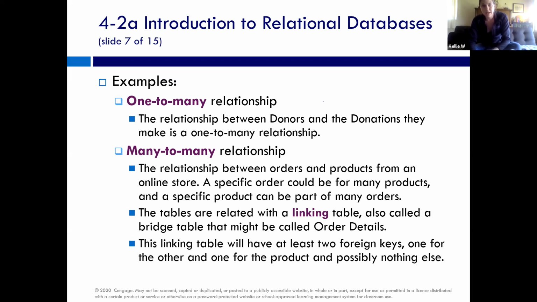That might be, for example, a table called order details, and that will have at least two foreign keys, one for the order and one for the product, and possibly nothing else. Many-to-many relationships can get a little bit complicated when you're trying to join data. So generally we try to connect the data through some kind of bridging that helps us prevent issues in our program.